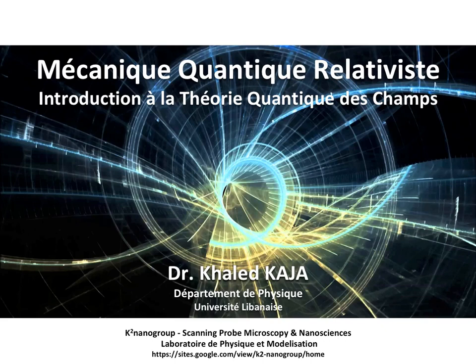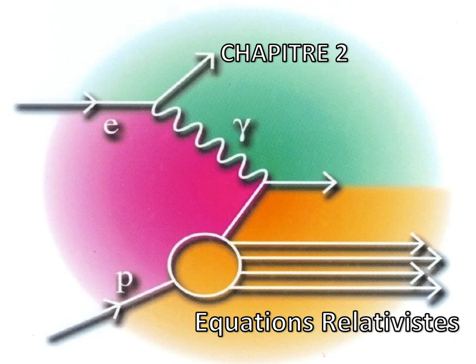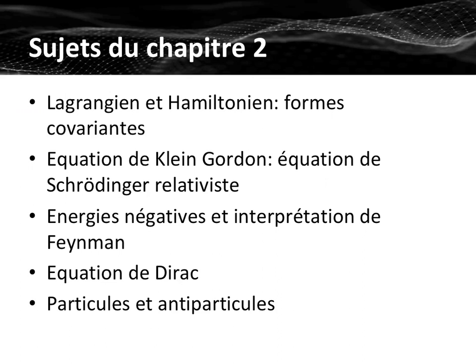Okay, hi everybody. So I'm recording this now in English because I won't be able to write it down in English. This video is the first of a series on chapter 2, which is related to the relativistic equations. There will be several subjects that we are going to treat. Basically, we're going to deal with the Lagrangian and the Hamiltonian formalisms, especially in their covariant forms, which will be applied to fields.